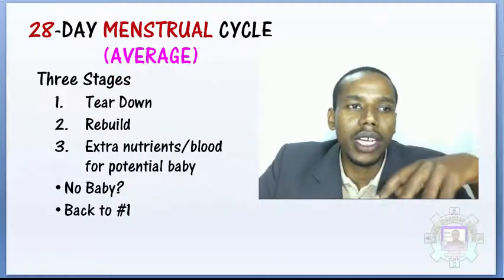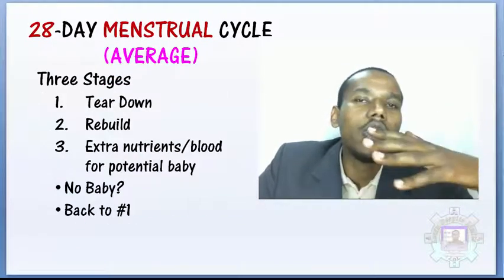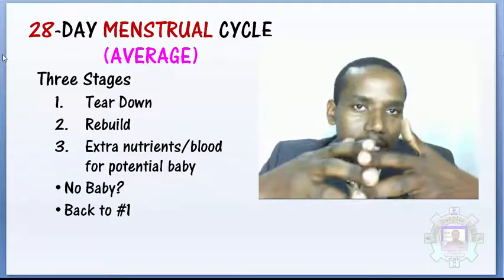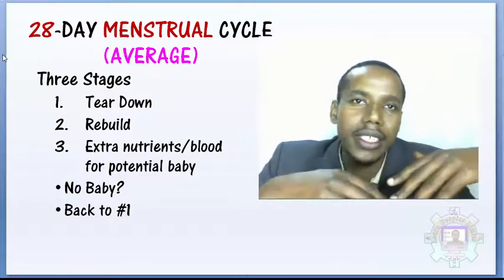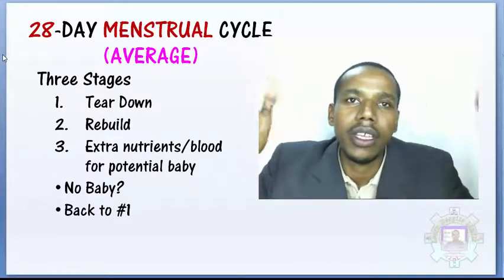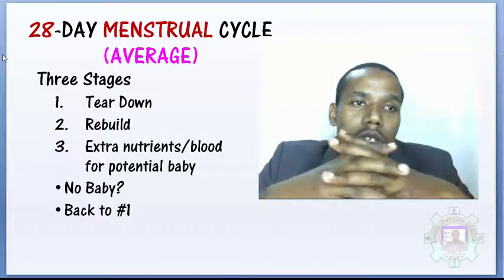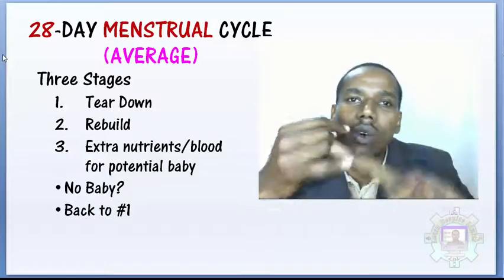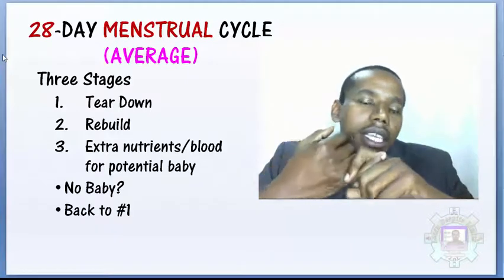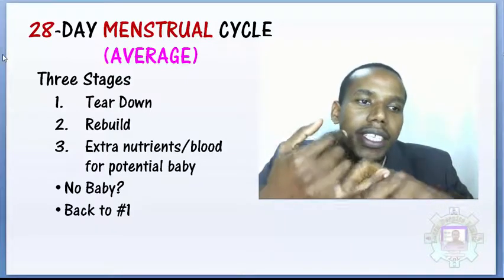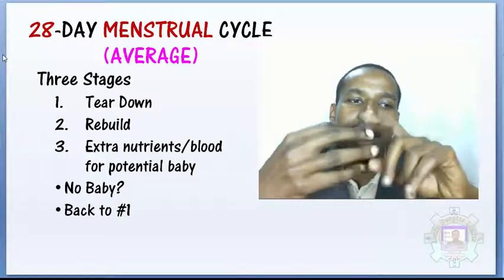It works like this. The cycle is of 28 days. It can be short to 26, it can be long to 32, but the average is usually 28, the average of menstrual cycle. Where do you start counting it? You start counting it from the first stage, the second stage, and the third stage.